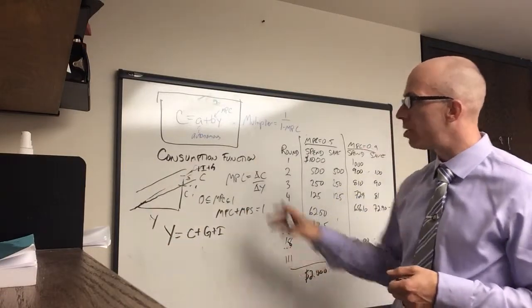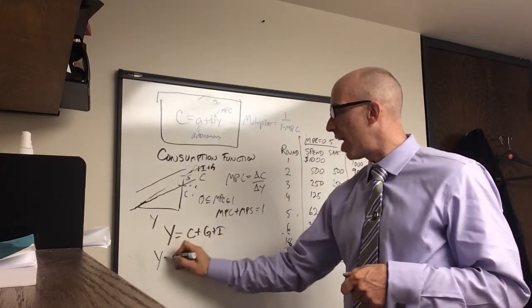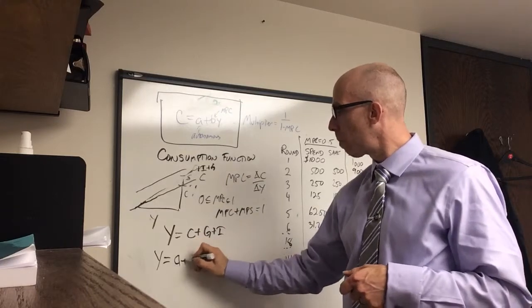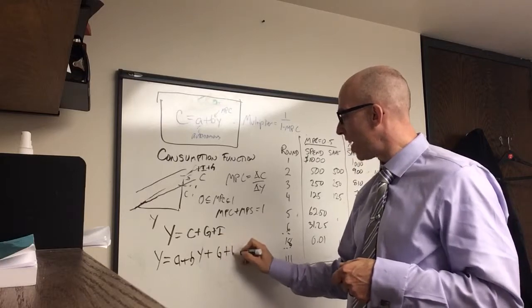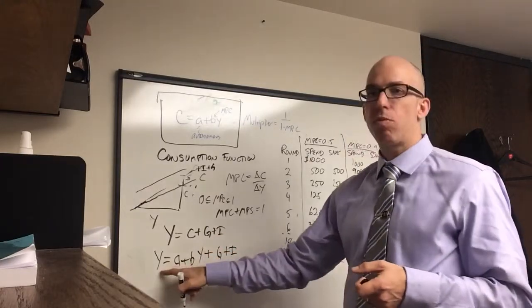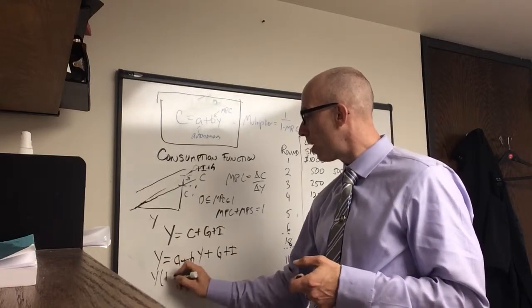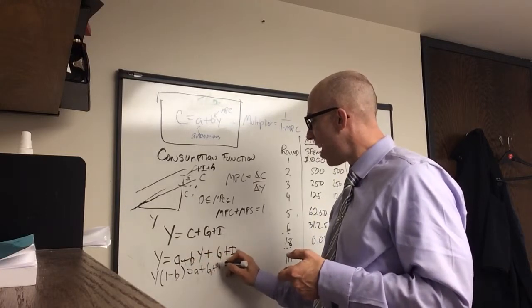Now, what I'm going to do first is I'm going to lay this out algebraically. If I bring back C equals A plus BY plus G plus I, and I do it in alphabetical order. Some people do I first and G second. You can algebraically switch this and basically have this. Y over 1 minus B equals A plus G plus I.